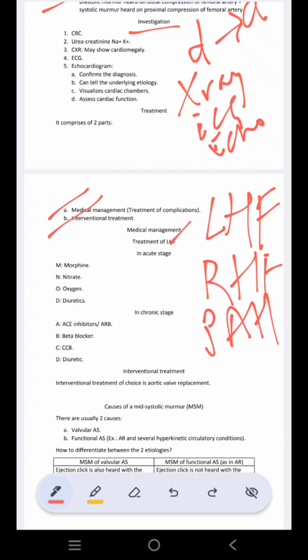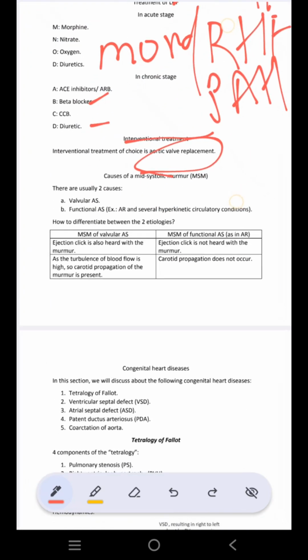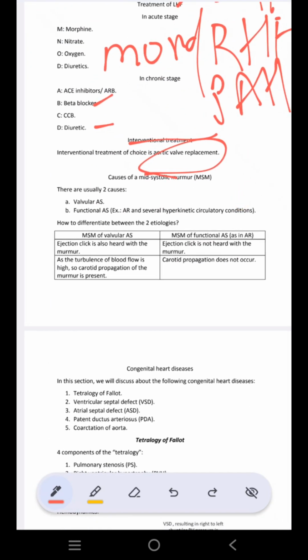Well, so left heart failure, if it is acute case, you have to give MOND, that is morphine, oxygen, nitrates and diuretics. Why morphine? Because it can reduce the pain. Why nitrates? Because it is a vasodilator. Oxygen for symptomatic relief, and diuretics because there is volume overload, so there is edema. Now, in chronic stage, you have to add beta blockers and calcium channel blockers. In case of interventional treatment, surgery, you have the aortic valve replacement.